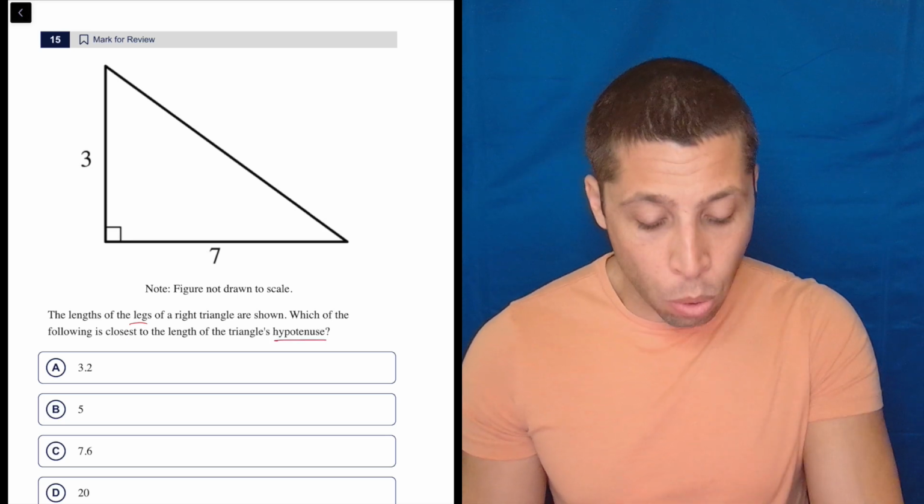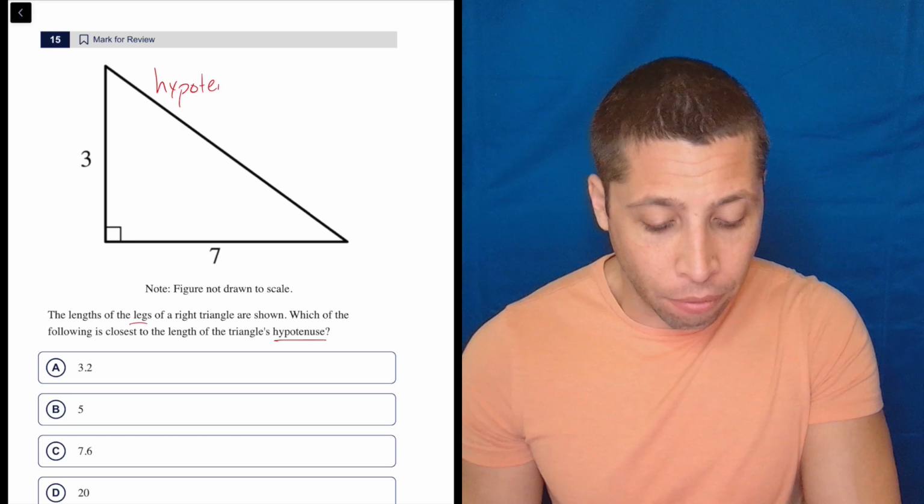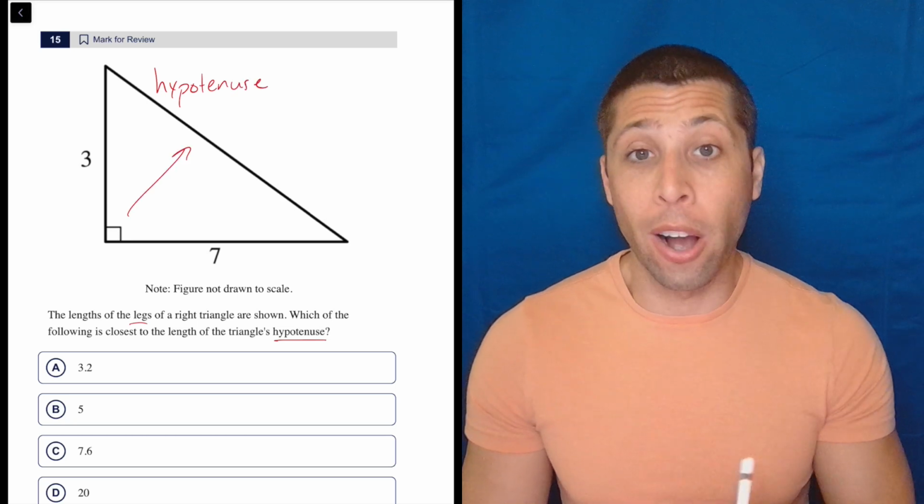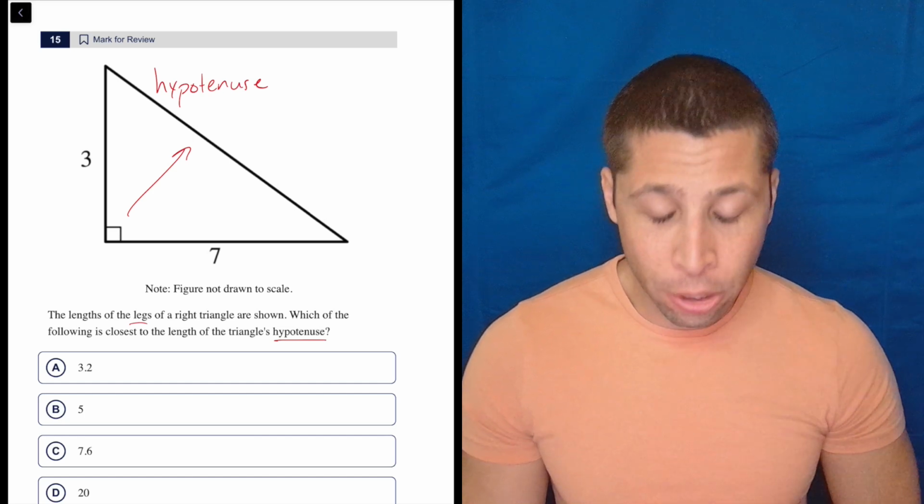So the hypotenuse is always the longest side of the right triangle, the side opposite the 90-degree angle. So that word you need to know. That is fundamental to geometry, fundamental to right triangles.